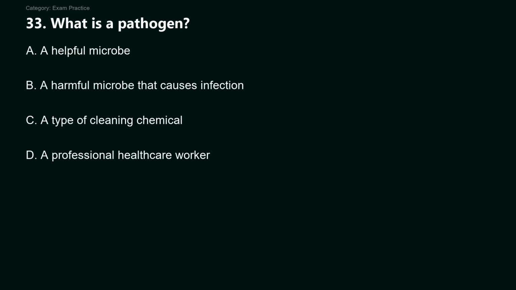Question 33. What is a pathogen? Option A, a helpful microbe. Option B, a harmful microbe that causes infection. Option C, a type of cleaning chemical. Option D, a professional healthcare worker.